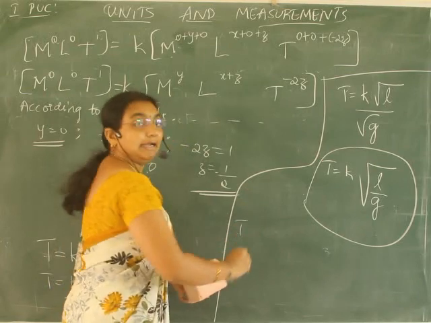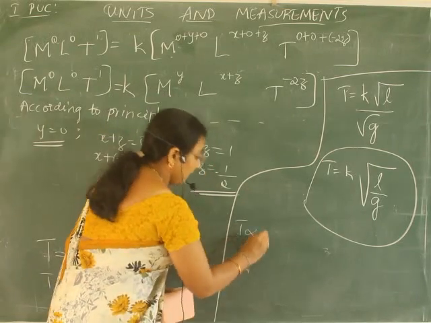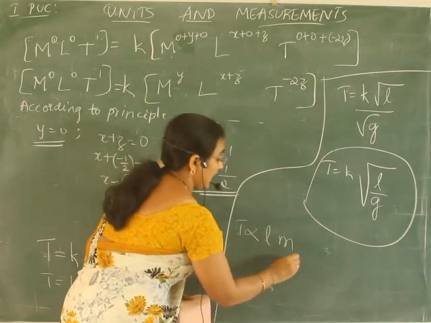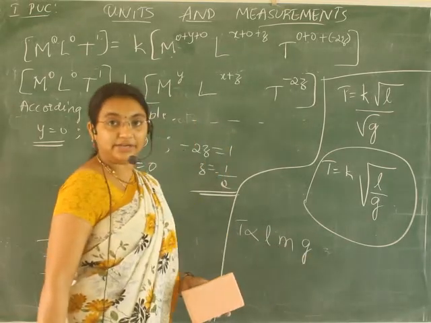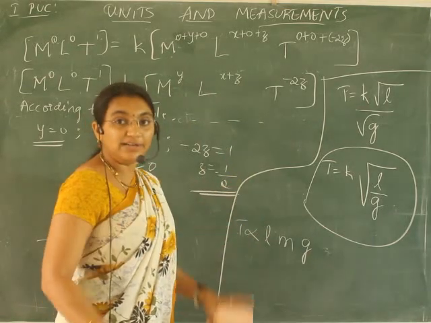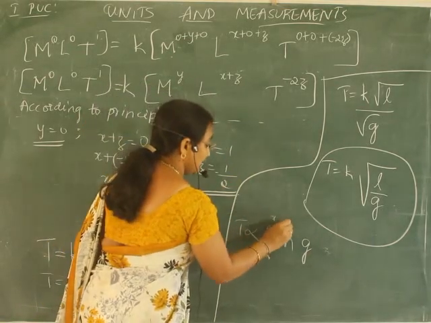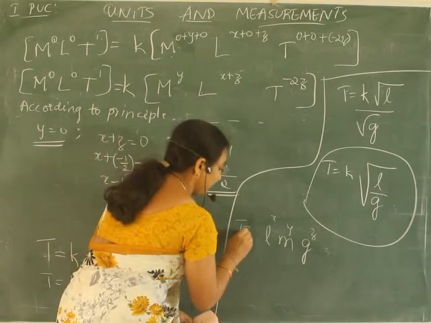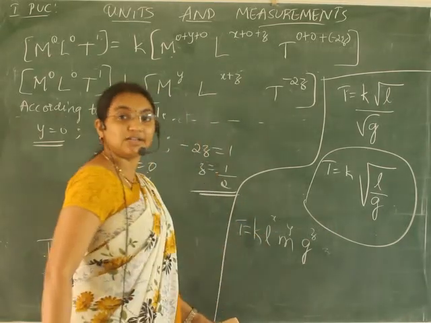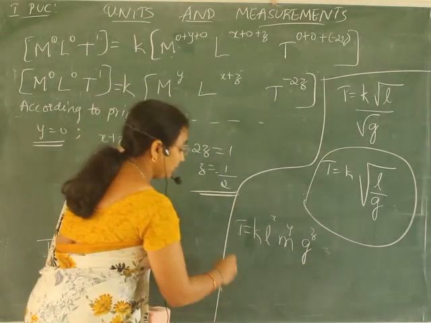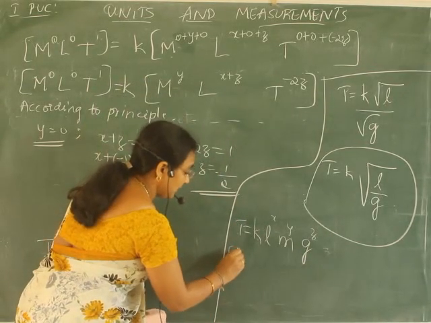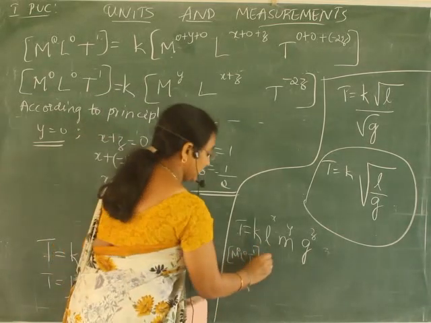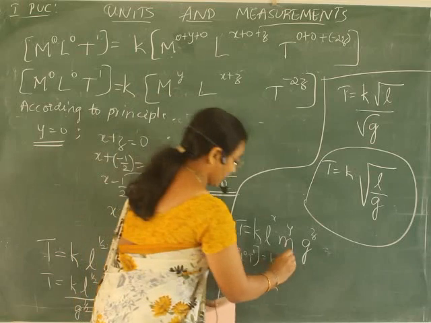Time period depends upon length, mass and acceleration due to gravity, but we don't know how it depends. So we have put x, y and z. To remove the proportionality and give an equal symbol, we have used one constant k. Then we use the dimensional formulas: M to the power 0, L to the power 0, T to the power 1 for time period. K is kept as k itself because it is a constant.